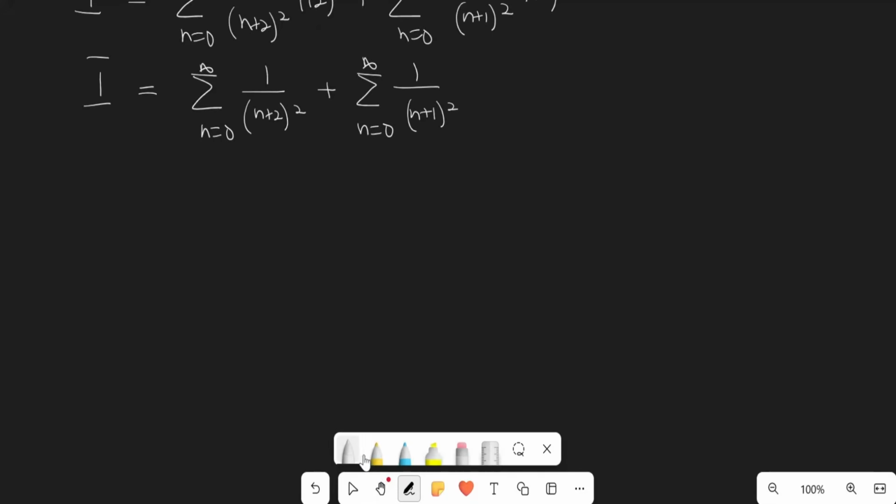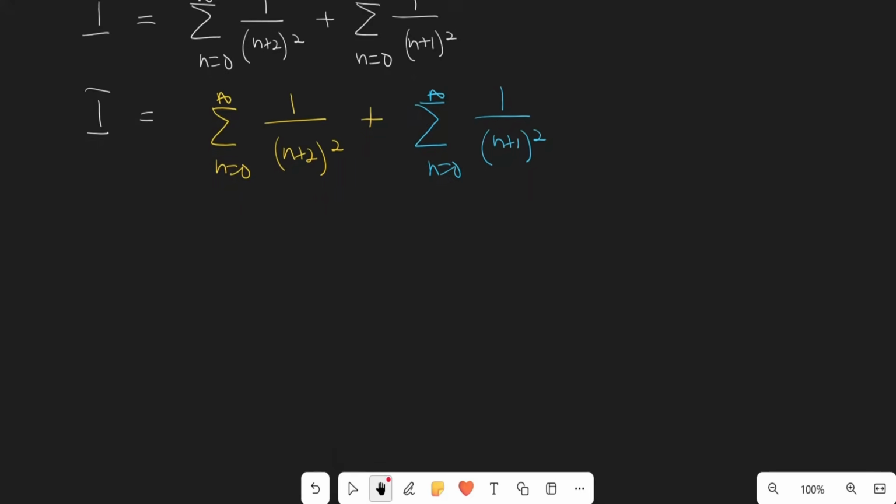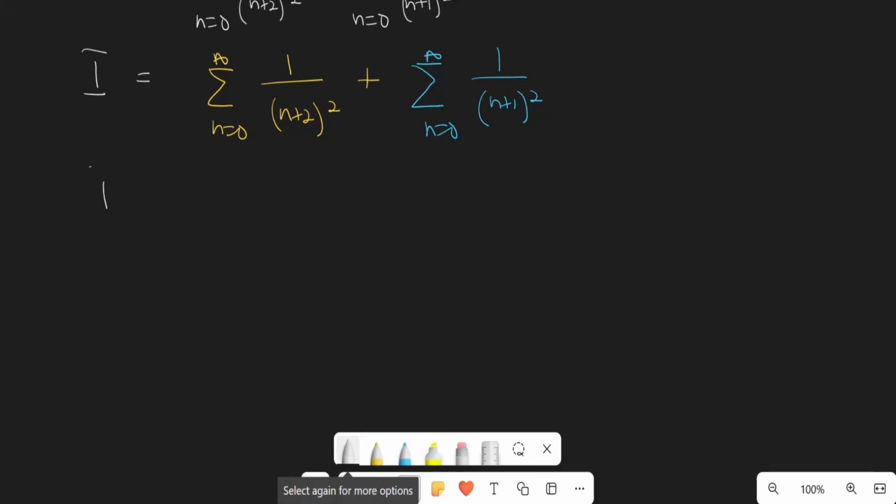So I'm going to write this one as, the first one I'm going to use yellow. So the summation n running from 0 to infinity of 1 all over n plus 2 all squared. And then plus the next one, I'm going to use the blue pen. That is going to be the summation n from 0 to infinity of 1 all over n plus 1 all squared. Cool stuff. Now, what is this one summing to, right? We must find a value for that. So let's try to sum these ones.